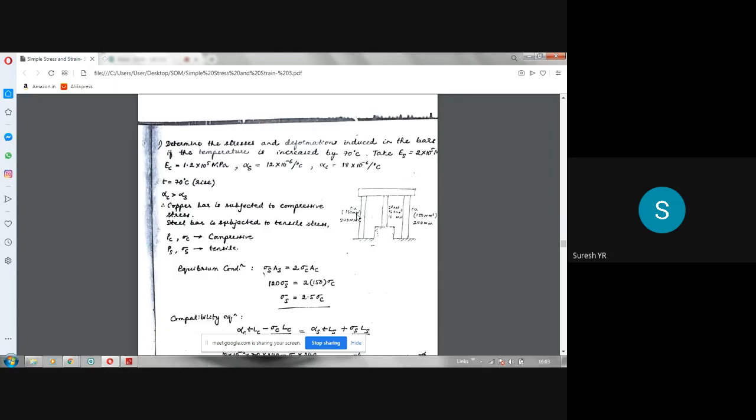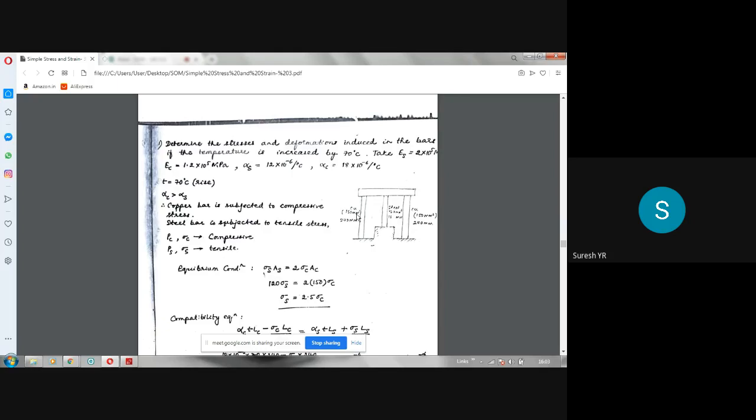Now here he has given the Young's modulus of steel and copper, and alpha values for steel and copper. The rise in temperature he has given. He has not given the initial temperature and final temperature. Instead of that, he has given the rise in temperature. Maybe from 10 degree to 80 degree or 20 degree to 90 degree, that rise has taken place.